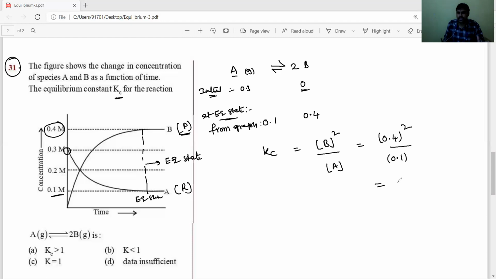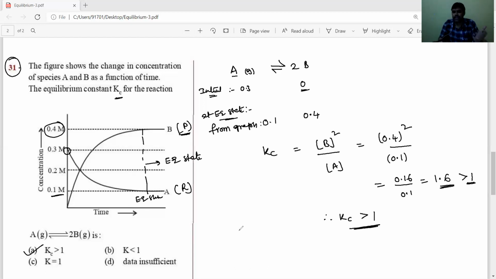0.16 by 0.1 is nothing but 1.6. The 1.6 value is more than 1. Therefore, the Kc value is more than 1. So the answer is the first option. It's very easy. Don't get confused while seeing the question.